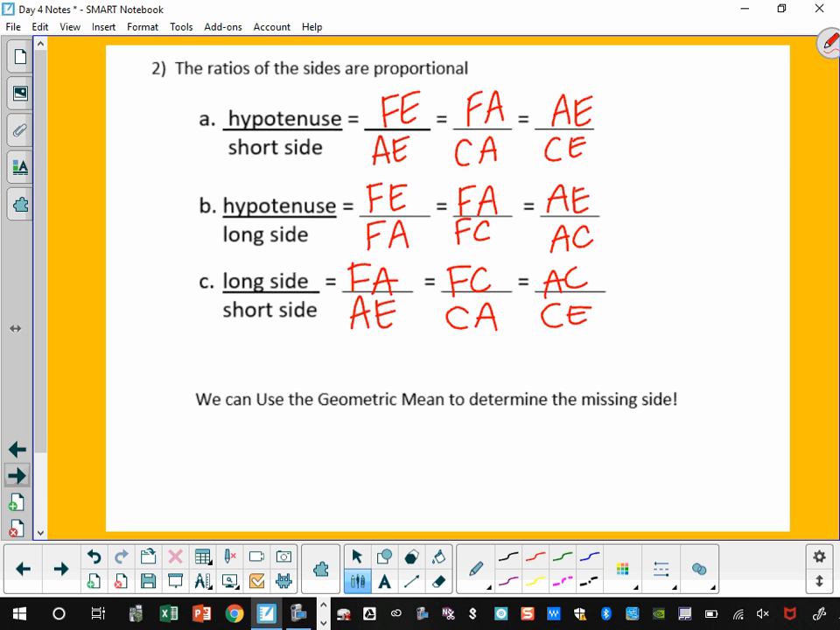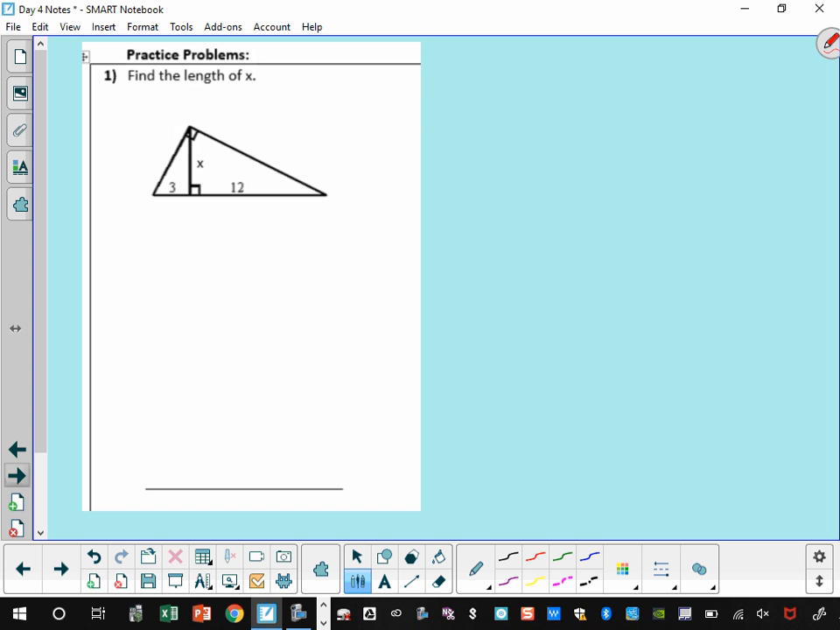All right, it says we can use the geometric mean to determine the missing side. Geometric mean was kind of a struggle in your last quiz. A lot of you were doing the ratio. So let's make sure we know what geometric mean is. All right, do we see three triangles here? Yes. Okay, we are not going to redraw all three triangles. We're going to do a different concept. That concept I like to call top of the mountain.